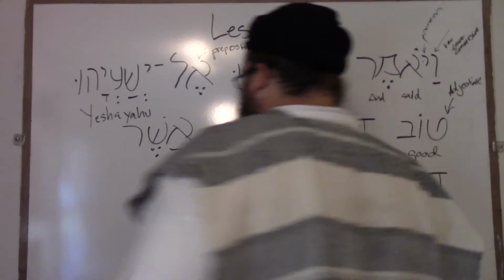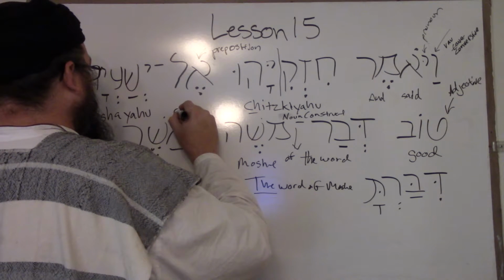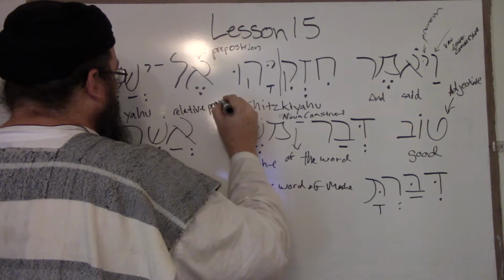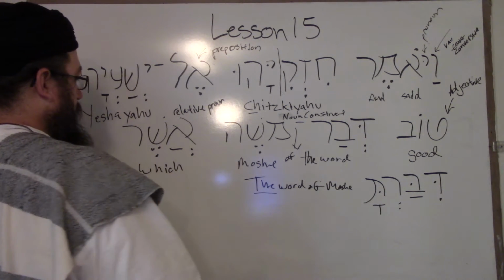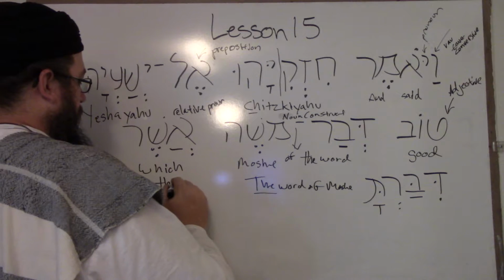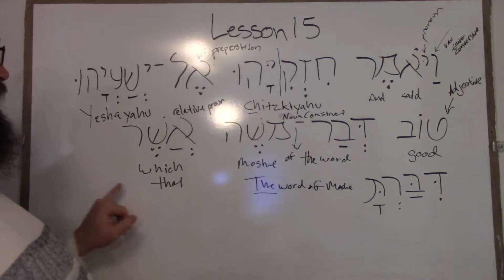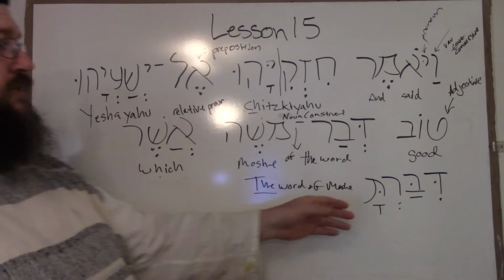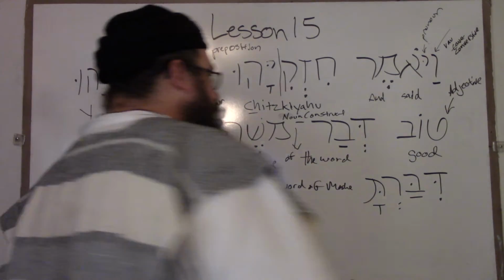Okay? Asher. So now we have our relative pronoun. So here, this is the relative pronoun. Asher, which, or it can be said as "that." Okay? So Asher, so I'm going to use "which" in this case. Asher, which, and then of course down here we have the last word, dibarta.